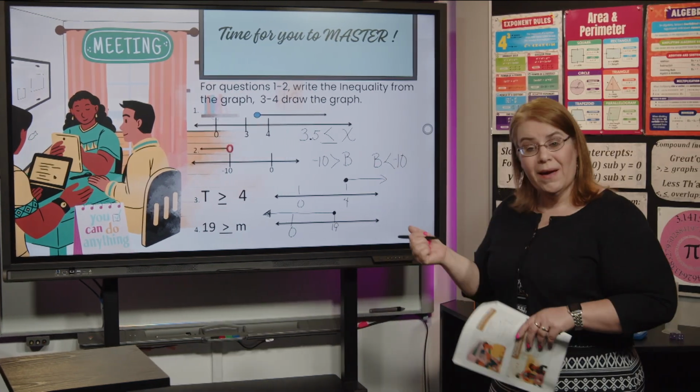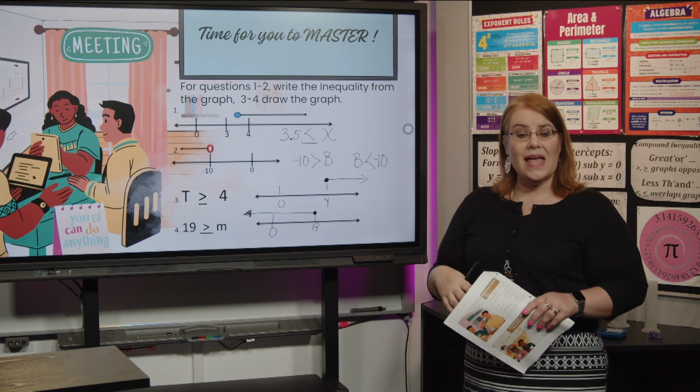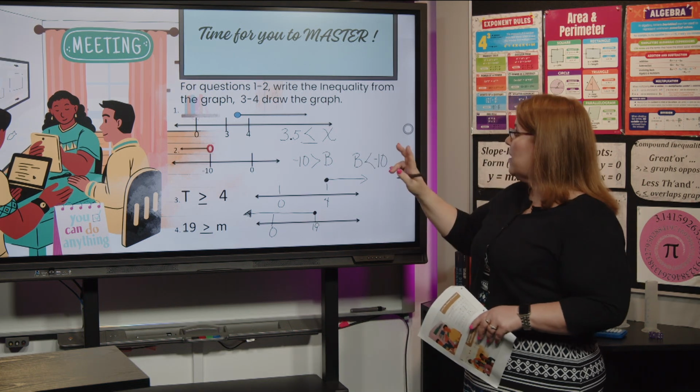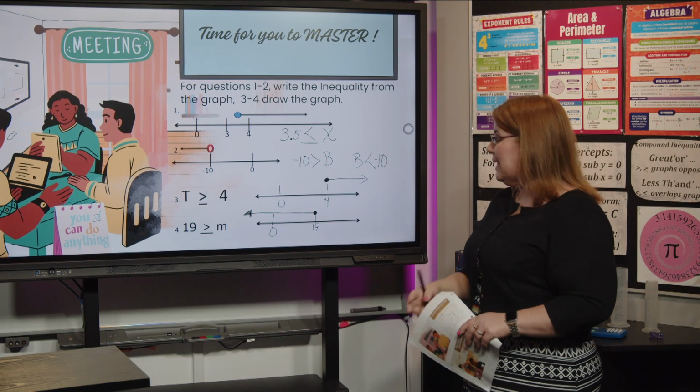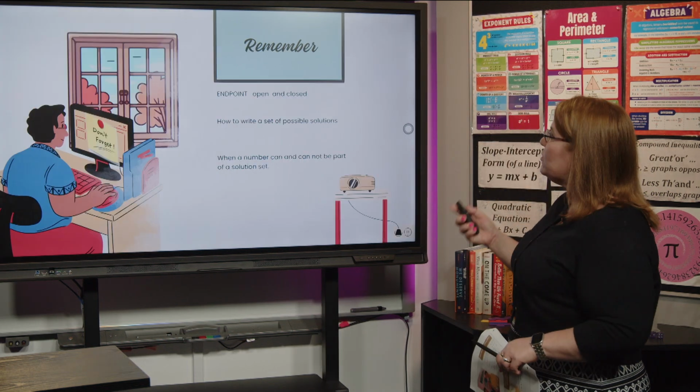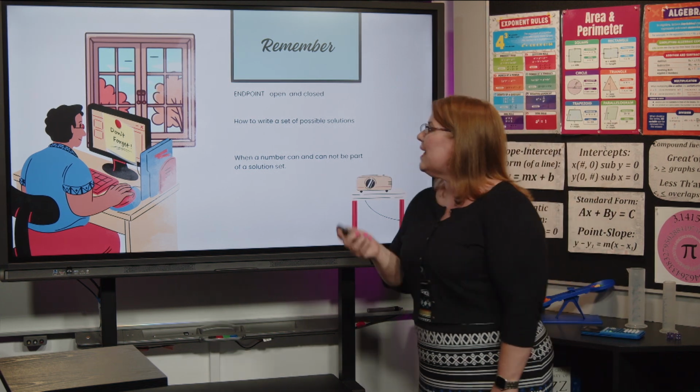Check your work, check my work. Do your arrows go the same way mine do? Do you have the exact same inequality expressions that I do? Maybe you put your variables first. Maybe you put your numbers first. As long as it says the same meaning. All right? So let's remember, or not forget, endpoints open and close, what they mean. If it's open, it cannot be a part of the solution. If it's closed, it can. How to write a set of possible solutions. We looked at that set notation and interval notation. And when a number can and cannot be part of the solution set. That again goes back to that open and closed endpoint.